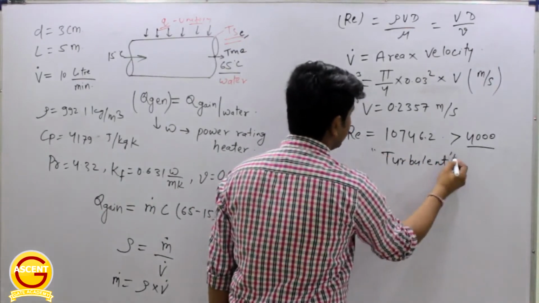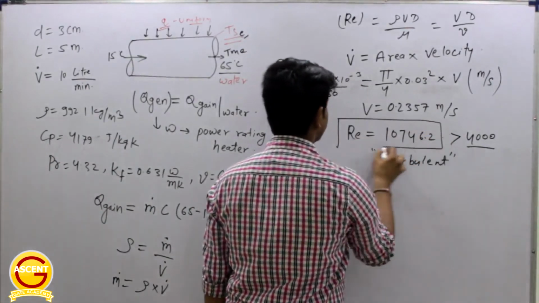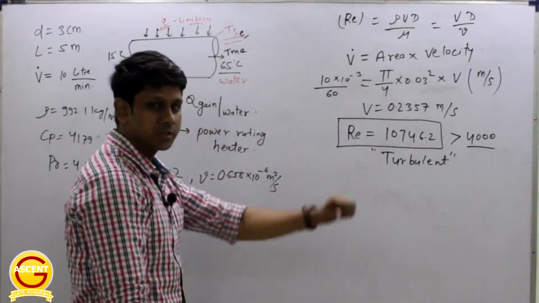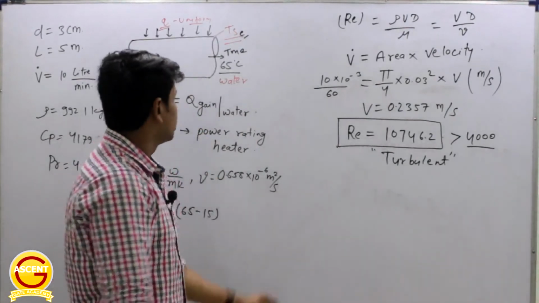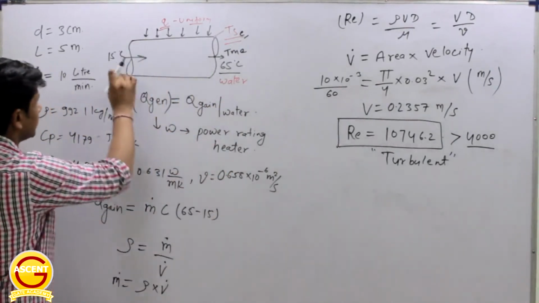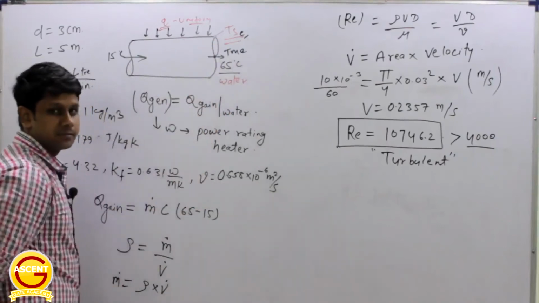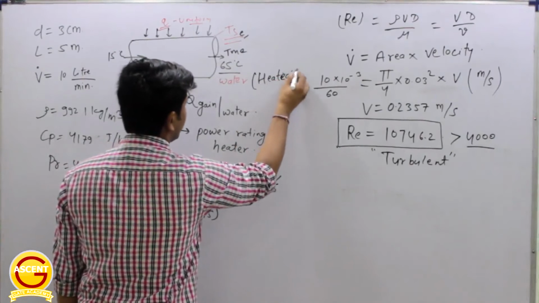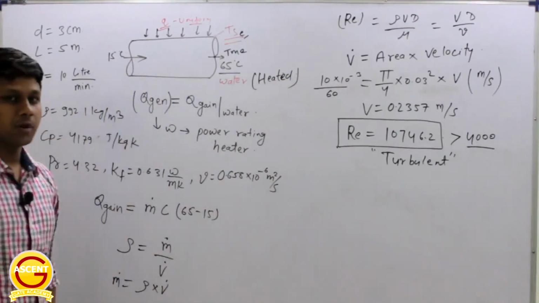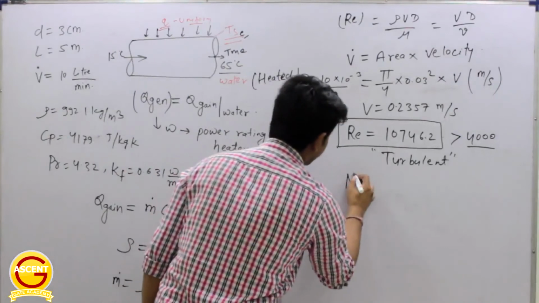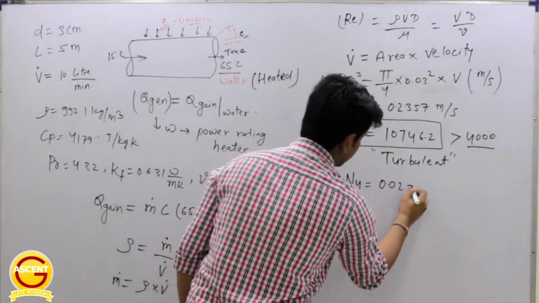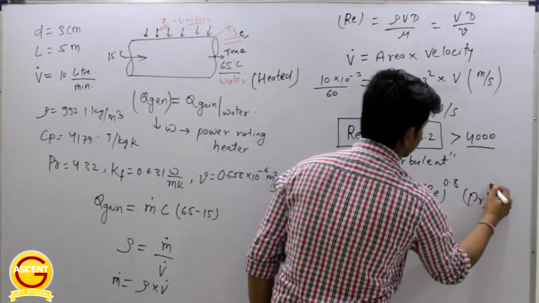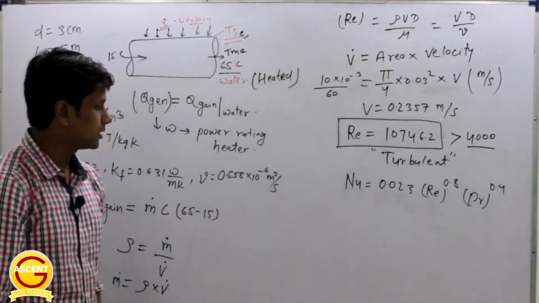Now this is all the routine procedure, right? You have already learned this, just you have to practice. So this is a turbulent flow. Then what is the equation of turbulent flow through pipes? When the fluid is getting heated, see this water is entering at 15, exiting at 65, so this is getting heated, right? So the value of n in that Nusselt number formula will be 0.4. So let's write down the Nusselt number formula. It will be 0.023 Re power 0.8 Pr power 0.4. Right, so this is our Nusselt number formula.